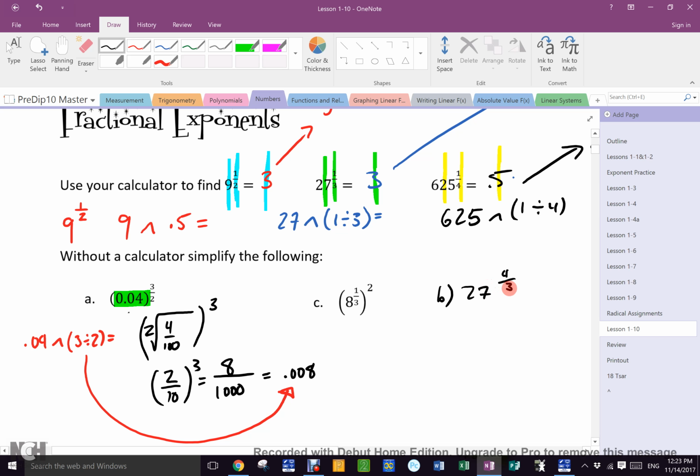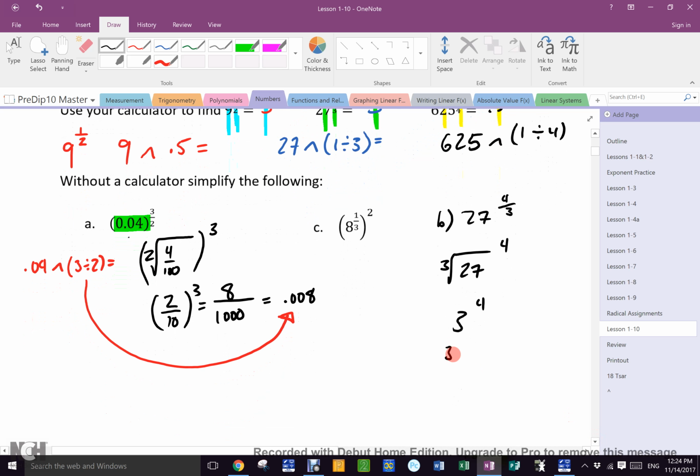Okay. The denominator becomes what? Index. The base becomes what? Radicand. The numerator becomes what? The power. What is the cubed root of 27? 3 to the 4th power, which is what? 81. 3 times 3 times 3 times 3, which is 81. Everybody with me? Great.